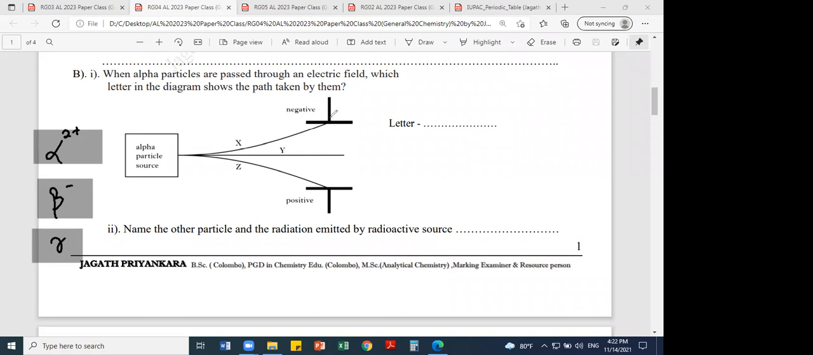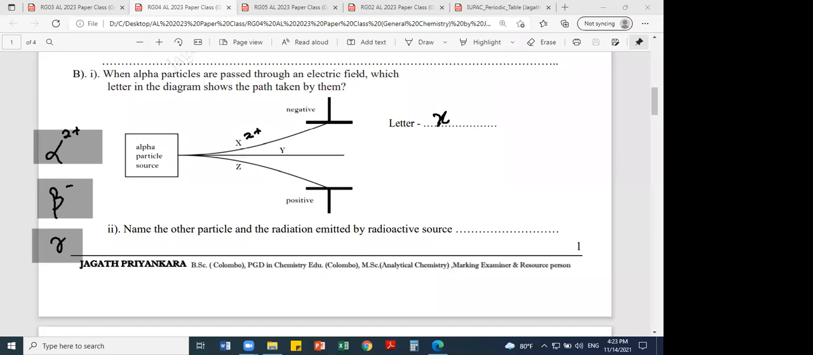Since alpha particles get attracted towards the negative electric field, this X has to be positive. X should be a positively charged particle, so it can't be beta or gamma. Therefore alpha particles are represented by letter X. The answer is X. Very good, all of you who posted the answer to the chat are correct.